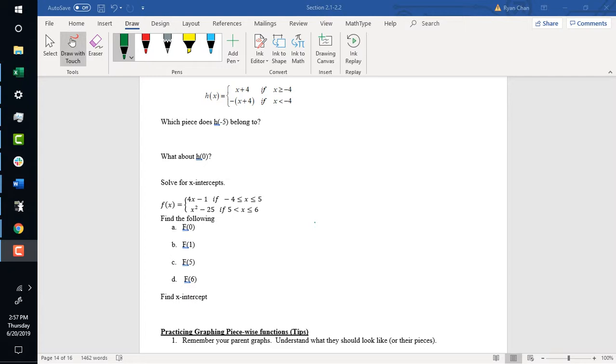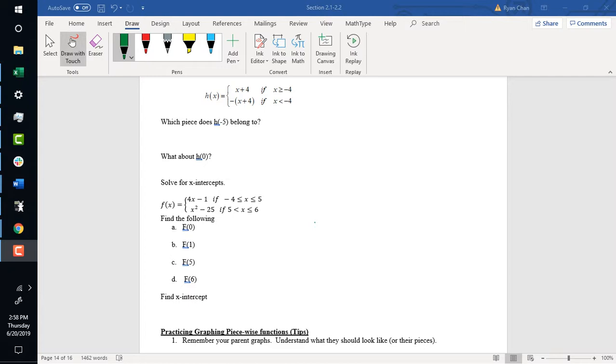So when I'm looking at a piecewise function, there's something I've noticed here. Piecewise means I have two different types of functions, or two different types of graphs, based on a specific boundary. If you notice here, my top one is 4x minus 1 only when x is between negative 4 and 5. But once x is between 5 and 6, it changes to x squared minus 25. So based on the boundaries, it changes to a different function or a different part of a function each time. So let's talk about evaluating functions.